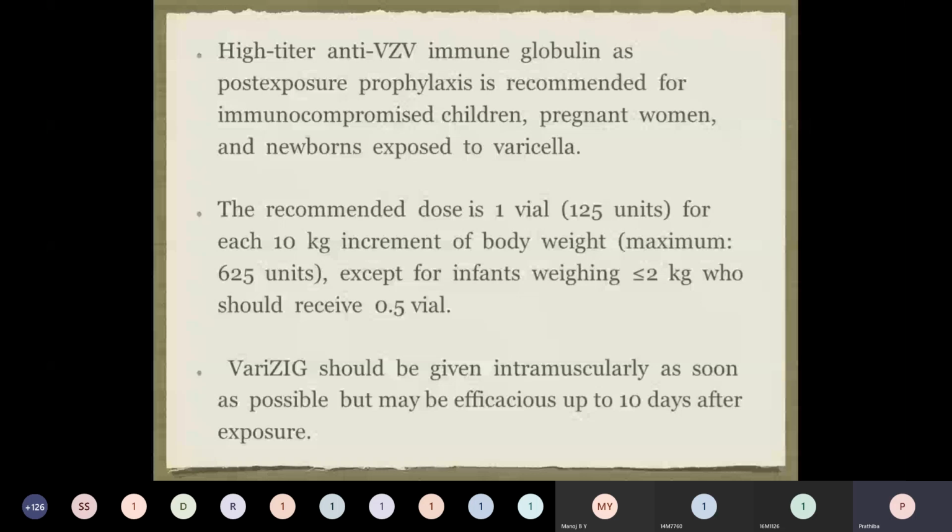High titer anti-varicella immunoglobulin as post-exposure prophylaxis is mainly recommended for immunocompromised children, pregnant women, and newborns exposed to varicella. The recommended dose is one vial, which is 125 units, for each 10 kg of body weight, with a maximum of 625 units, except for infants weighing less than 2 kg, for whom it should be 0.5 vial. Varicella immunoglobulin should be given intramuscularly as soon as possible and may be efficacious up to 10 days after the exposure.